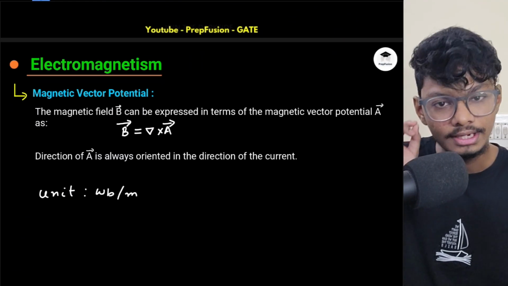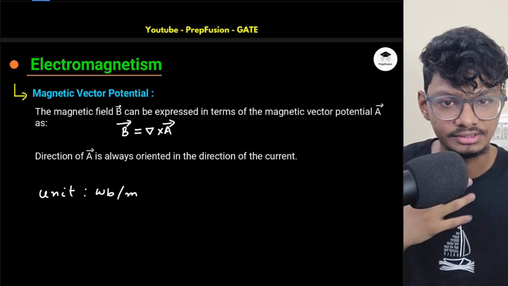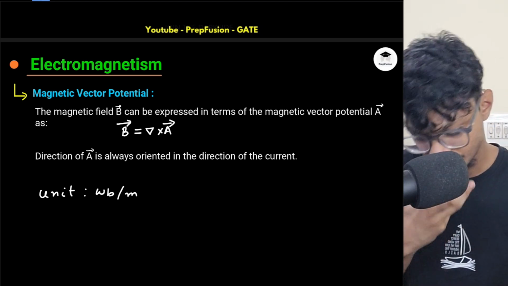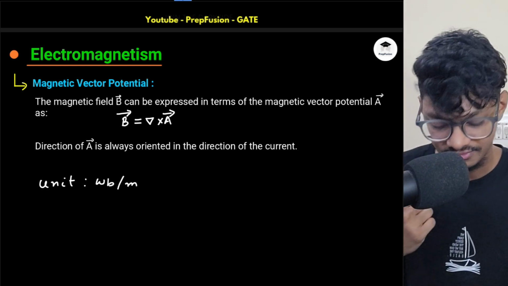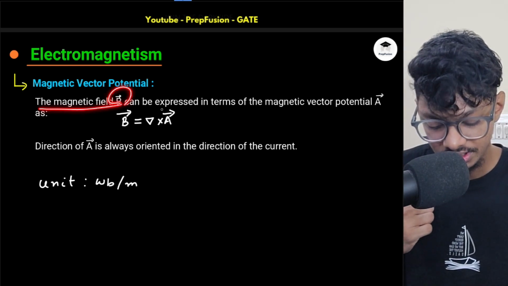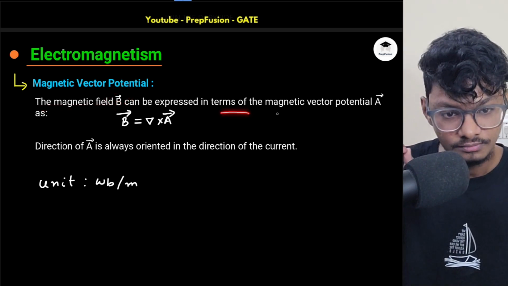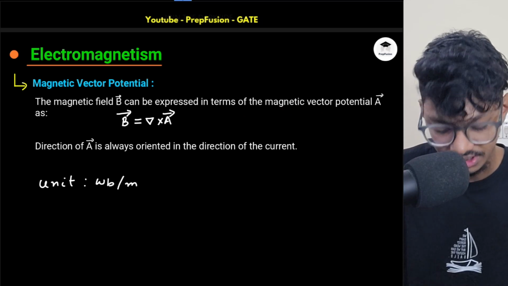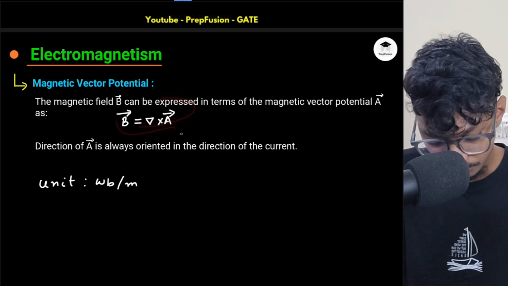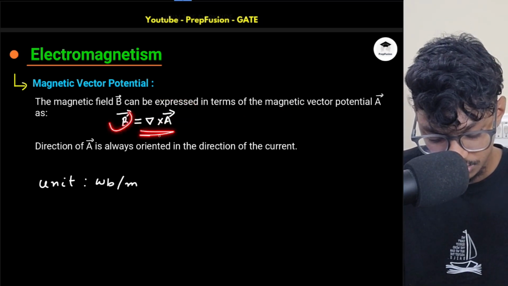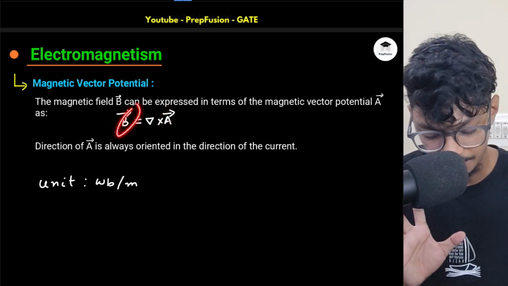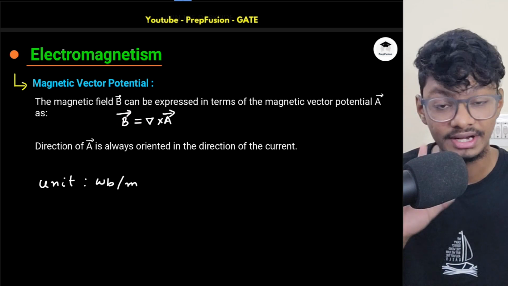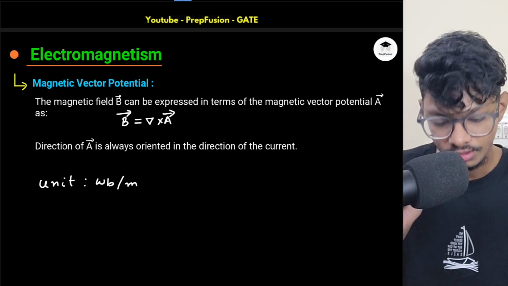Now, a new term known as magnetic vector potential. We need to learn about this term. This is just to express the potential in magnetic fields. The magnetic field B can be expressed in terms of magnetic vector potential A, like this: B equals del cross A, where A is the magnetic vector potential and B is the magnetic flux density.